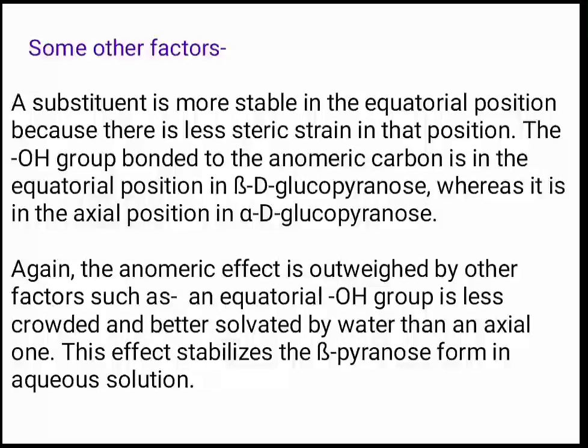Some other factors. A substituent is more stable in the equatorial position because there is less steric strain in that position. The OH group bound to the anomeric carbon is in the equatorial position in beta-D-glucopyranose, whereas it is in the axial position in alpha-D-glucopyranose. Again, the anomeric effect is outweighed by other factors, such as an equatorial OH group being less crowded and better solvated by water than an axial one. This effect stabilizes the beta pyranose form in aqueous solution.